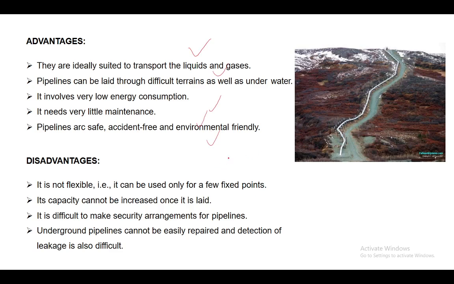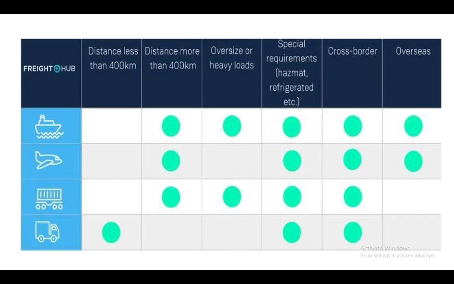The disadvantage is that it may not be flexible because it can be used only between a few fixed points, because if there is undulation in the terrain, we may need external energy. Its capacity cannot be increased once it is fixed or laid. It is difficult to make security arrangements for the pipeline because we cannot protect it always. An underground pipeline cannot be easily repaired if there is a leakage or blast or something.